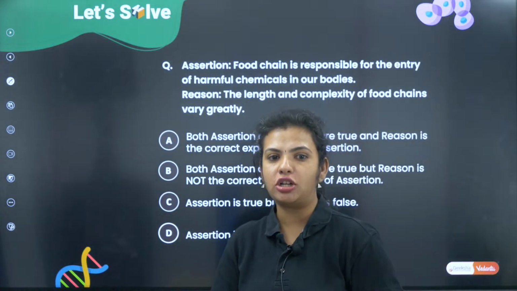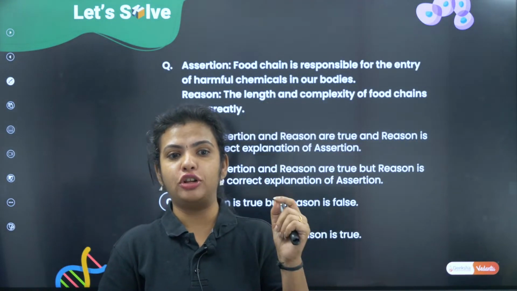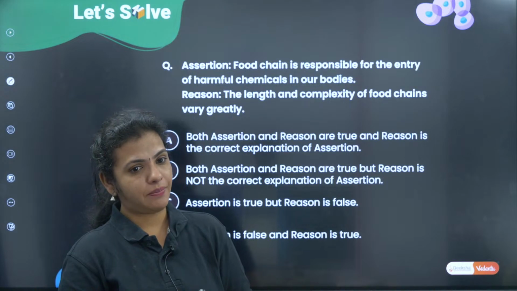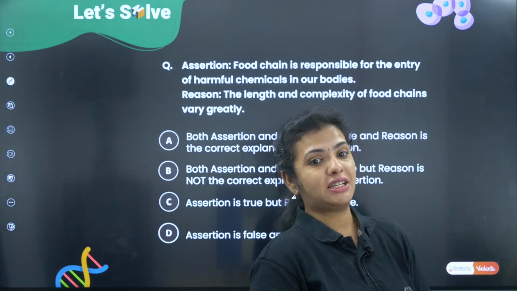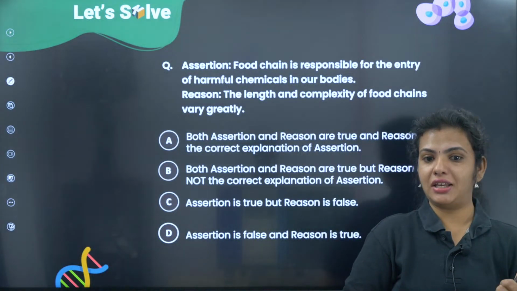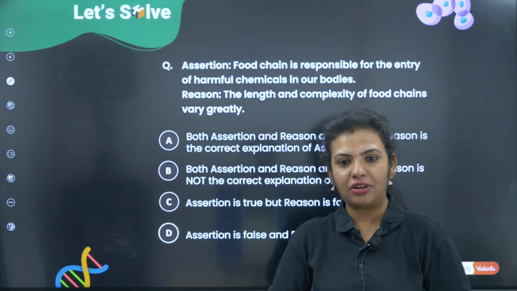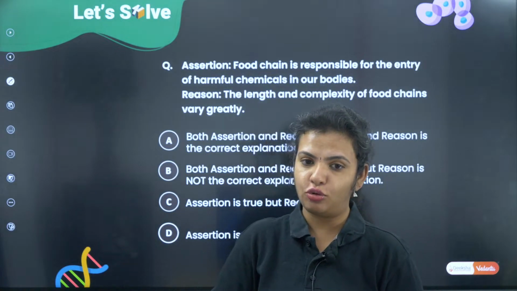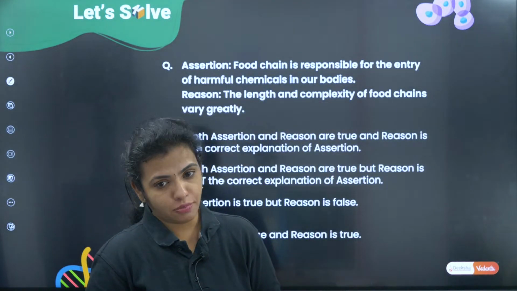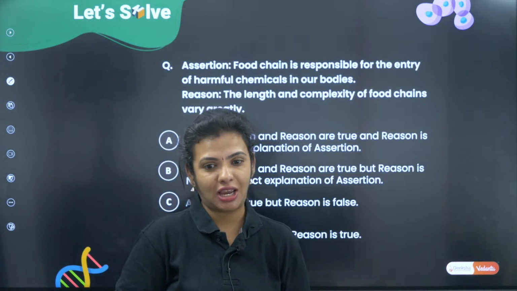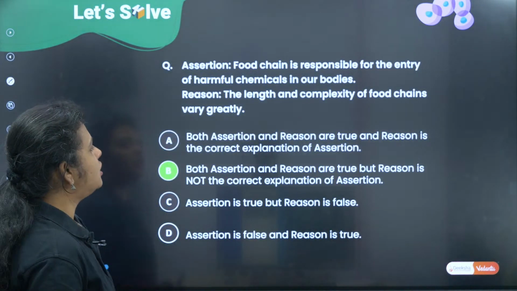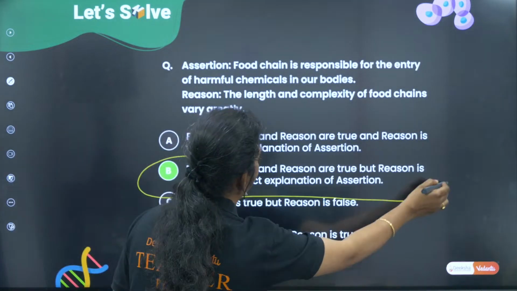Food chain is responsible for the entry of harmful chemicals in our body. The reason is saying the length and complexity of food chain vary greatly. Okay. So we have Infinite in 1, Netra and Sumukh who have given option B. Gautami also says the same, Harshavardhan has also said the same thing. Very good, children. So that is going to be option B.